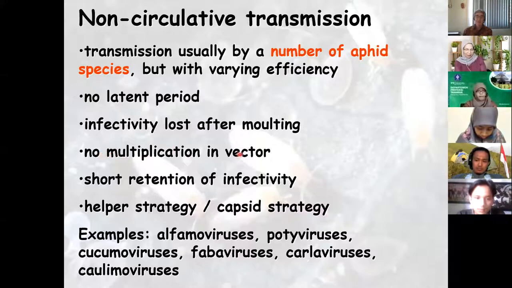The virus doesn't multiply in the vector. The vector is just carrying it. The aphid is not infected, it's just a carrier. The virus doesn't last very long on the stylets, minutes or hours generally. After that time, it's all gone. Many different viruses are transmitted this way, and it's often not a very simple strategy. It's not just the tip of the stylet becoming contaminated with virus. It's a very specific mechanism happening.